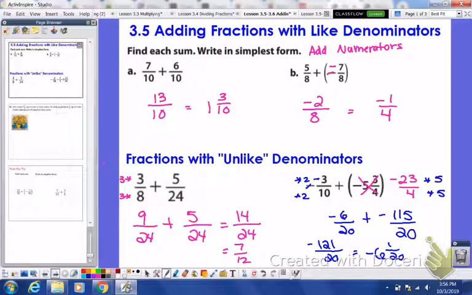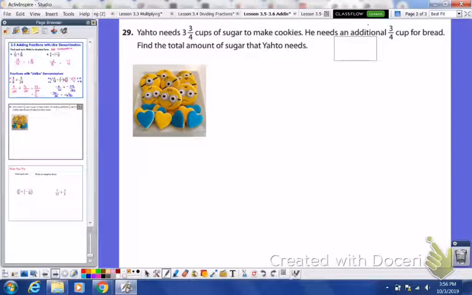Okay, so let's look at a word problem. Yedo needs 3 3/4 cups of sugar to make cookies. He needs an additional 3/4 cup for bread. Find the total amount of sugar that Yedo needs. So we have 3 3/4 plus 3/4. And go ahead and change this into an improper again. So 3 times 4 is 12, plus 3 is 15, over 4, plus 3/4.